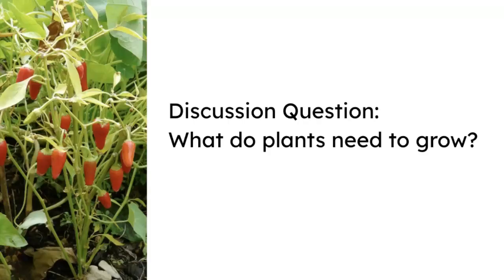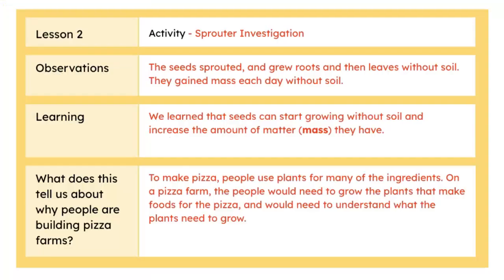For the Explain portion of the lesson, you'll bring the class together and lead a discussion about the students' observations from the investigation. Use the questions provided to guide your discussion around the question, what do plants need to grow? The goal of this class discussion is to analyze student observations and data to explain how the plant seed sprouted and started to gain more mass each day without being in soil.